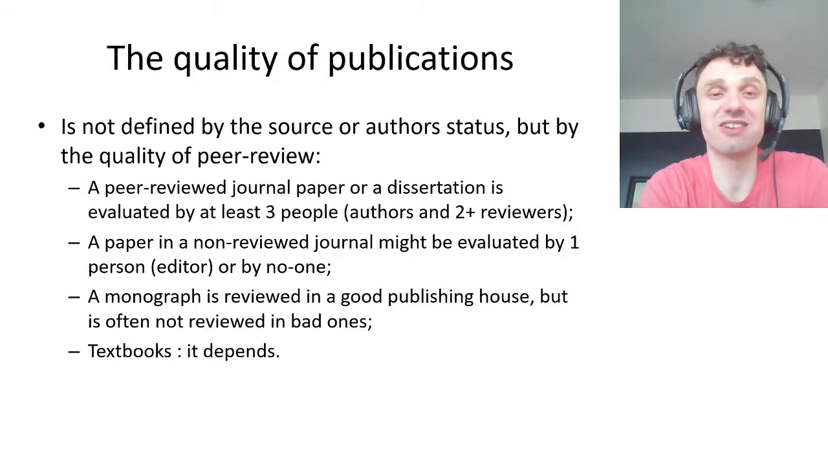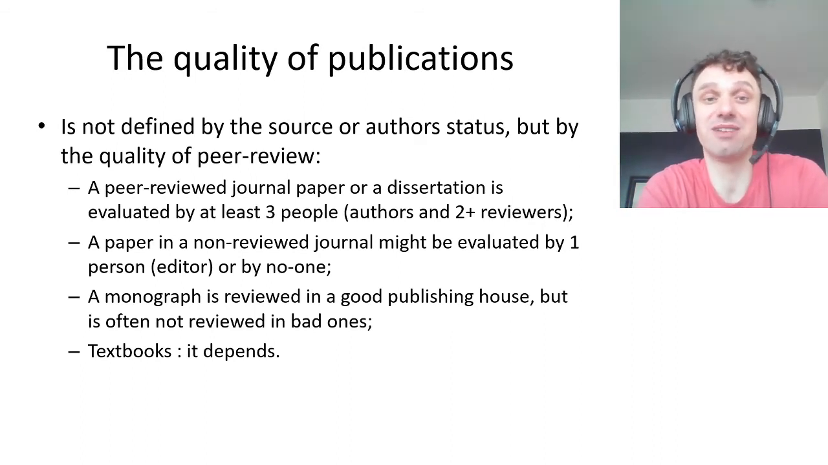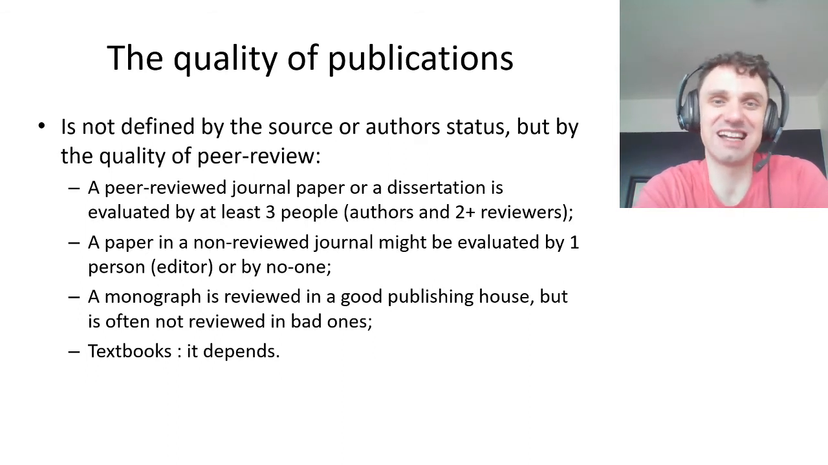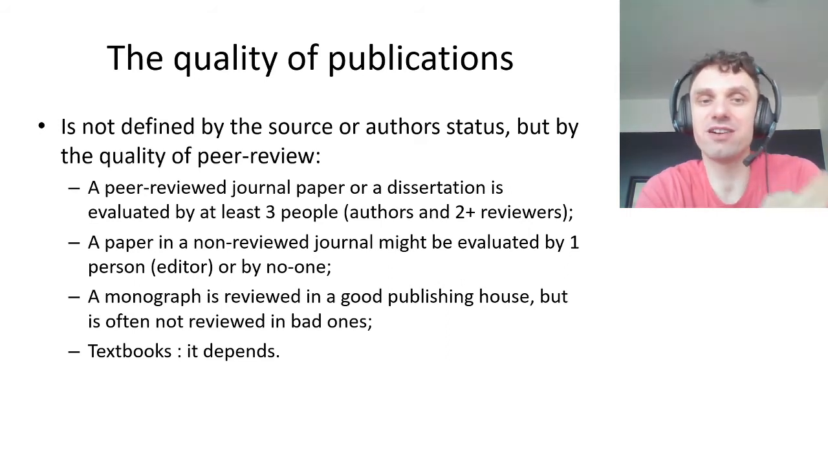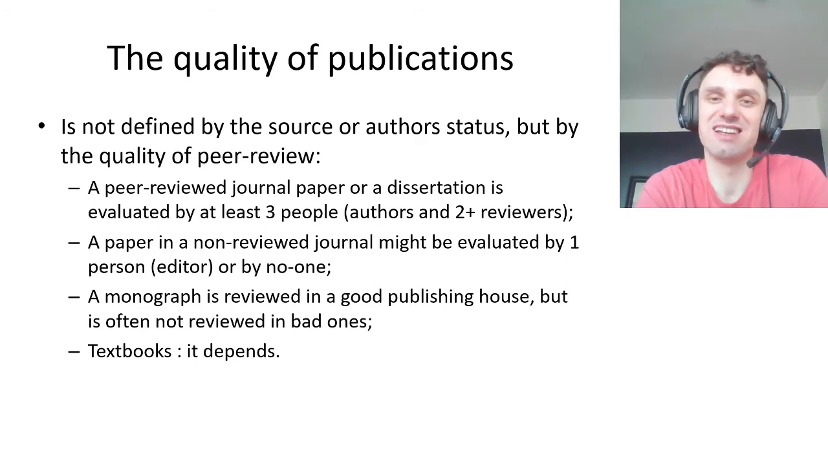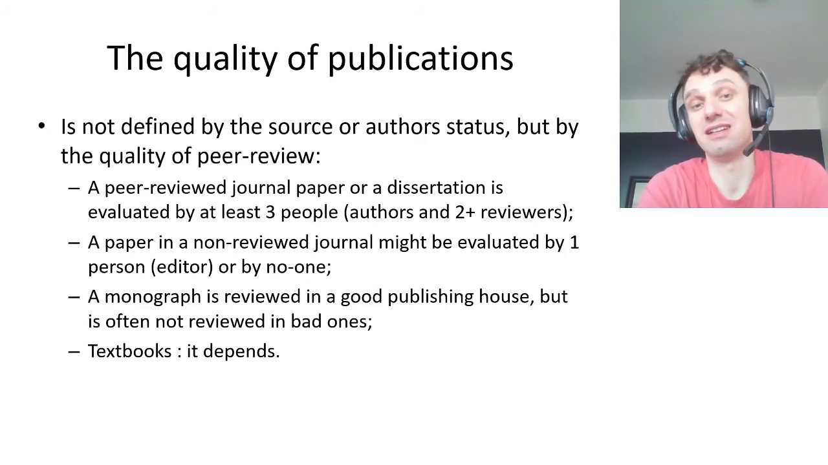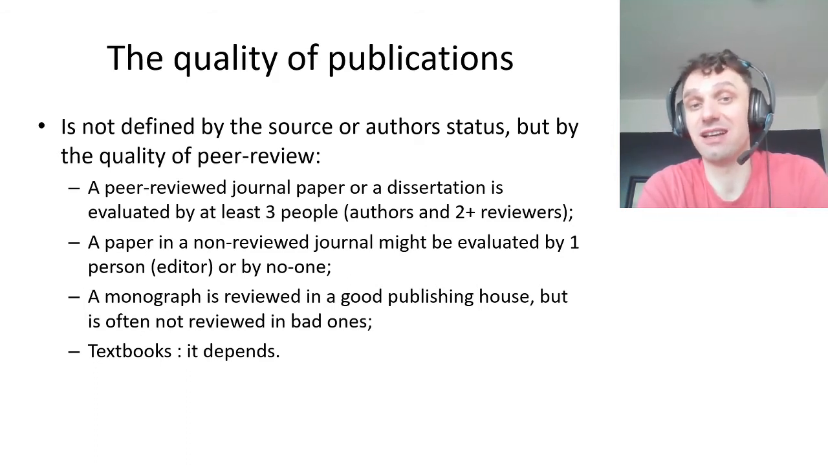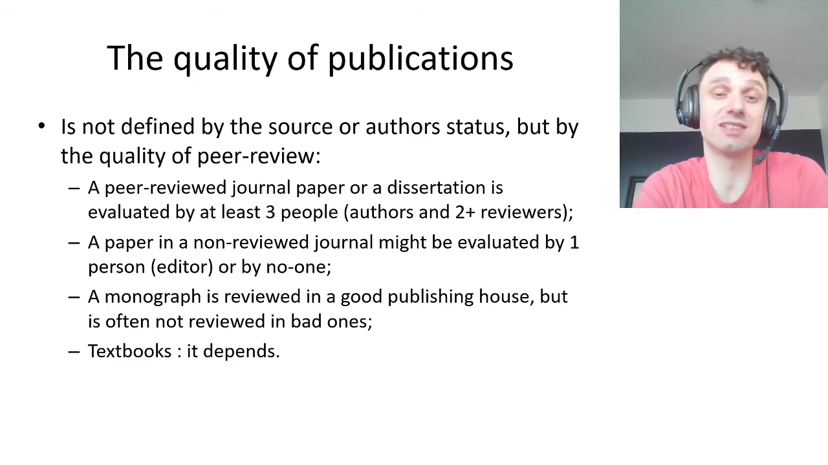So one important consideration is that the quality of any publication is not defined by the source where it's published. It's not defined by the name and status of the author. I've seen such awful papers written by doctors of sciences. Oh my God. The only criterion for the quality of publications is defined by the quality of peer review. A peer-reviewed journal paper or a dissertation has been evaluated by at least 3 people or even more: an author, an editor, and a reviewer. And usually there are 2 or 3 reviewers in journals and maybe sometimes several editors.